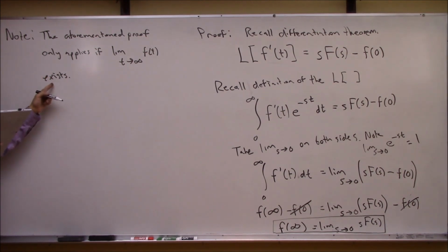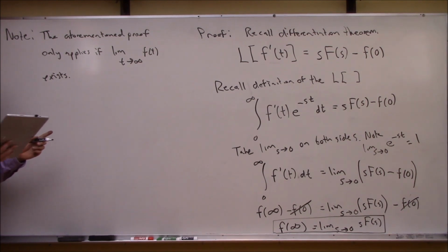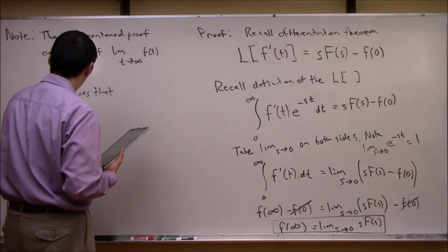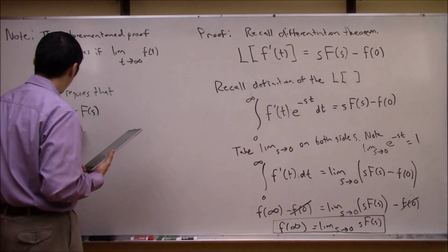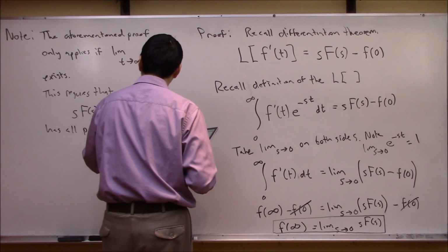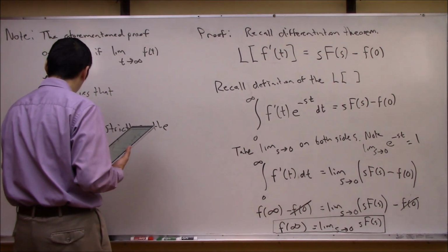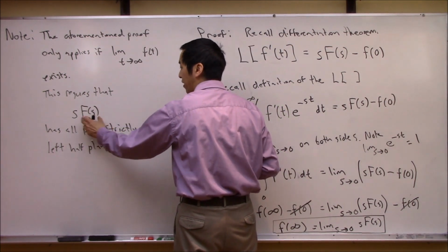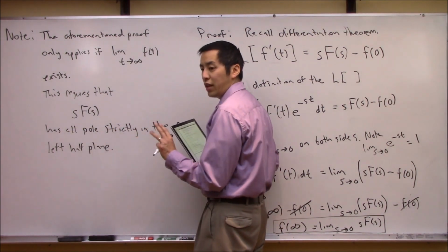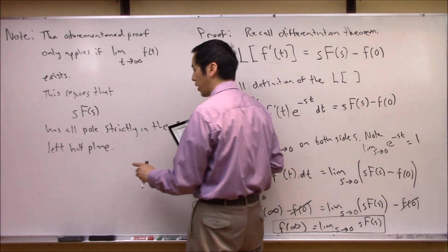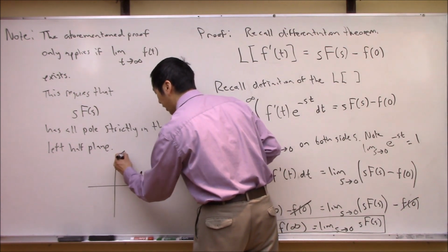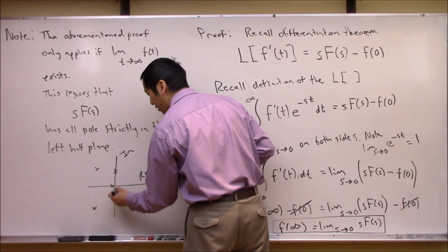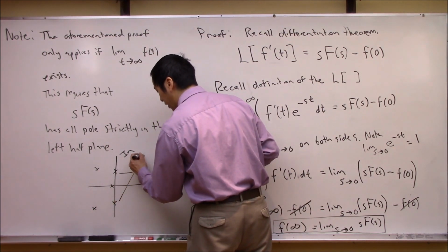Another way to put this, and one that's going to be more useful, is that this requires the quantity s times F(s) to have all poles strictly in the left half plane of your real-imaginary axis. This quantity is s times F(s), not just the function in the Laplace domain itself. You have to multiply it by s. That quantity has to have strictly negative real parts for all of the poles. So when I plot the poles of s times F(s) on the real-imaginary axis, they all have to lie out here, and they cannot be on the line. That is not allowed.